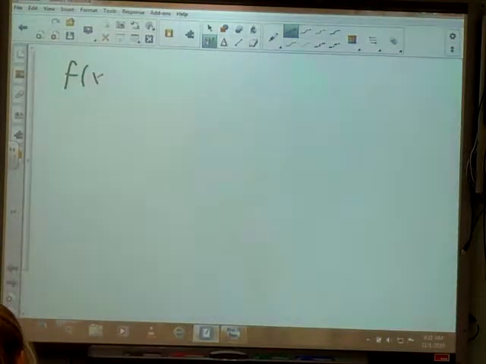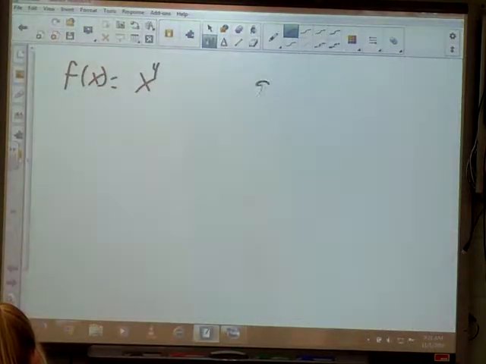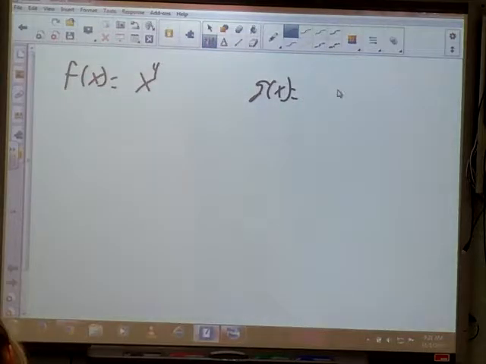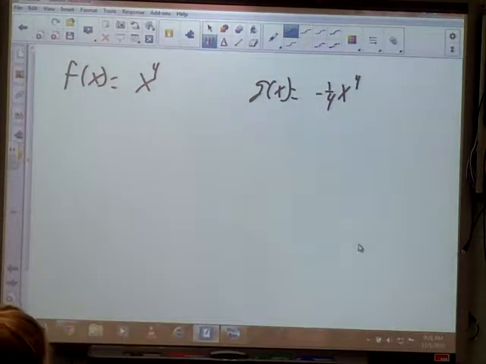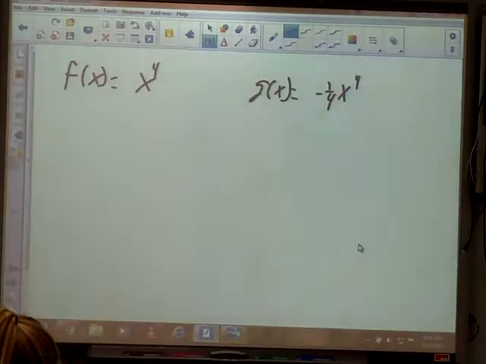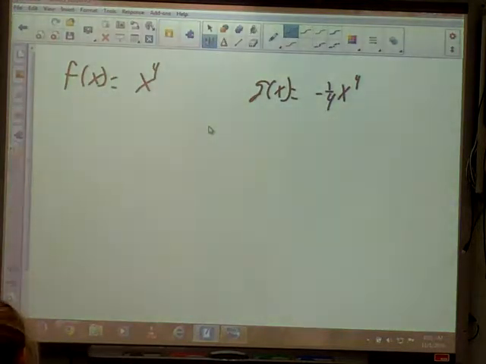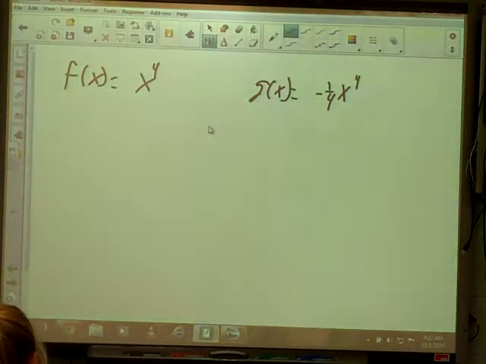Here, f of x is equal to x to the 4th. The transformation, g of x, is equal to negative 1/4 x to the 4th. Alright, so describe the transformation. Reflection versus the negative, right? Well, we could say whichever one we want to first. It's fine on that. If we put Kylie and Macy's answers together, they're both right.